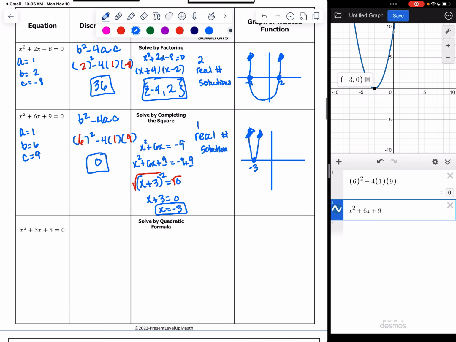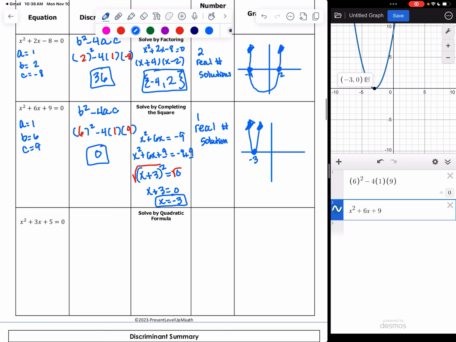A lot of students think if the discriminant is 0, that means they're going to have no solutions. But when the discriminant is 0, it means you're always going to have one solution. Okay. All right, next problem. I'd like you to pause the video and find the discriminant on your own for this problem.